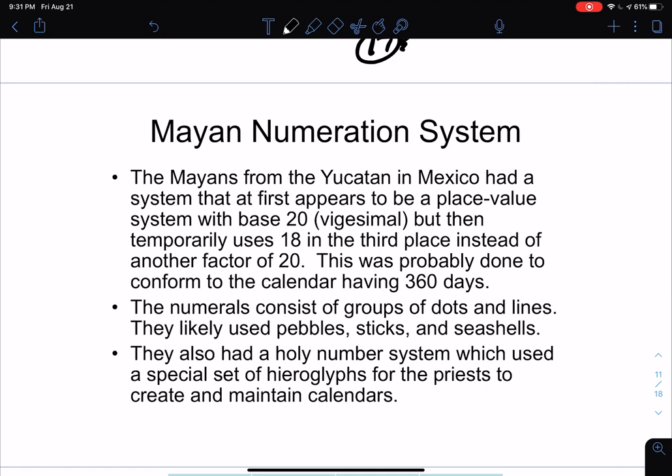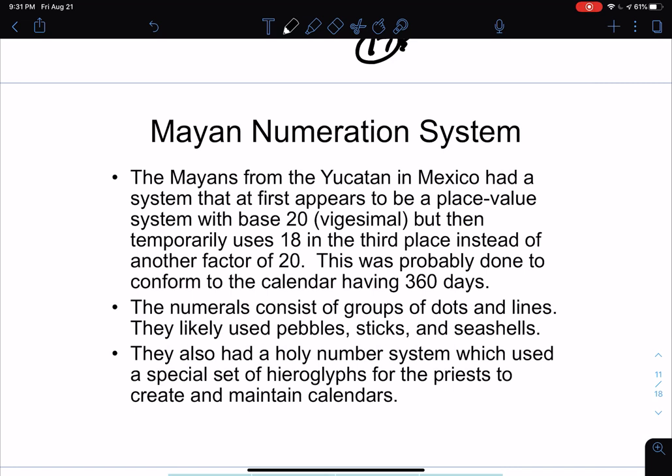So it's like 20 to the 0 power, which is 1. 20 to the first power is 20. But then instead of 20 squared, they do 20 times 18, which is 360. And then after that, they do 360 times 20. I think that's 7,200. And then they do 7,200 times 20. So they keep that 360 in there, and then they keep multiplying by more 20s.